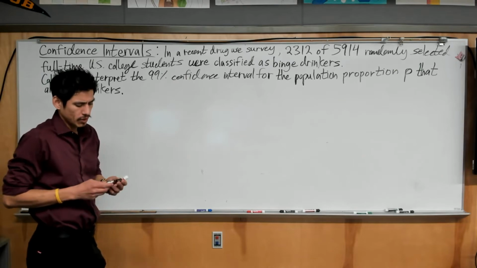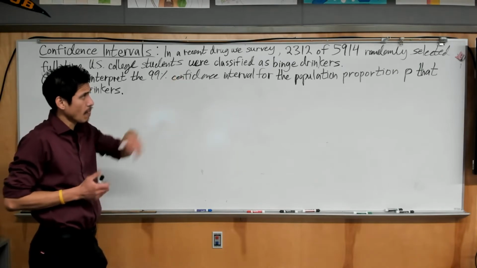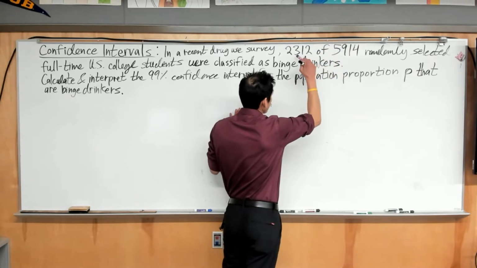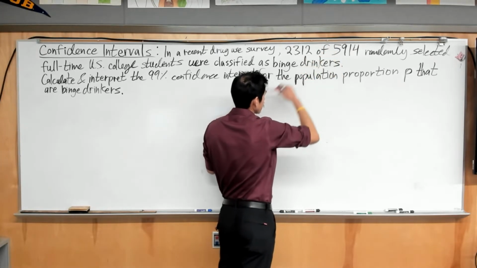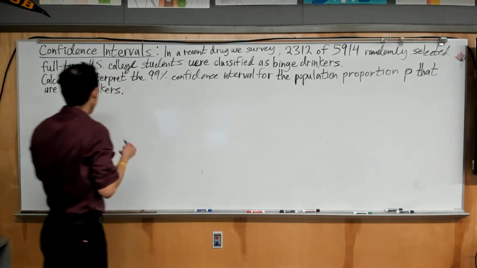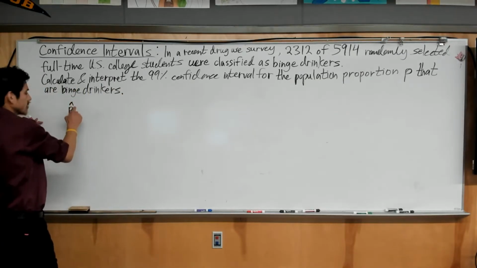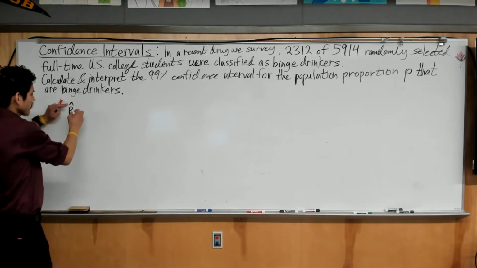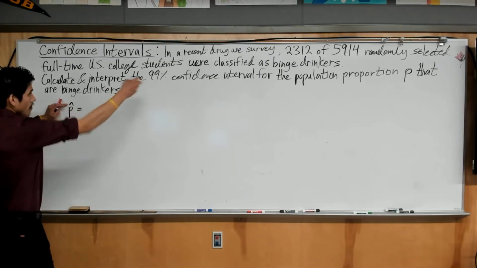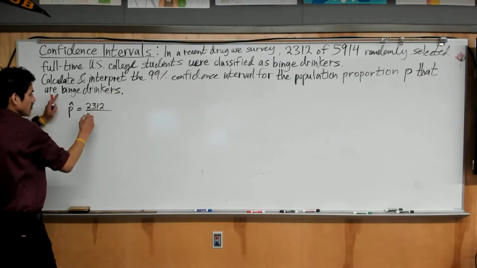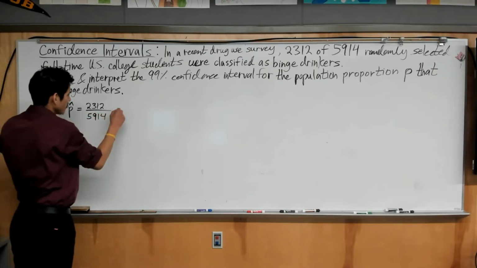Now, from this sample, we would basically just take the proportion using these numbers, which is what's called our sample proportion, or p hat. P hat, this is a hat. It may look like a triangle, but it's actually a hat. And this is going to be equal to the 2,312 that were classified as binge drinkers, over the sample size, 5,914. And we'll see what we get.